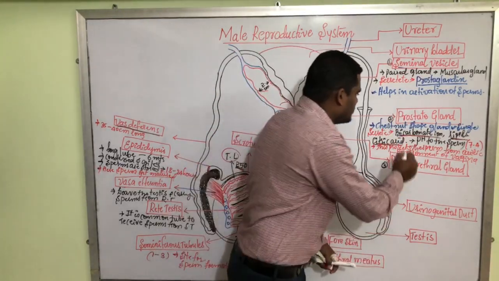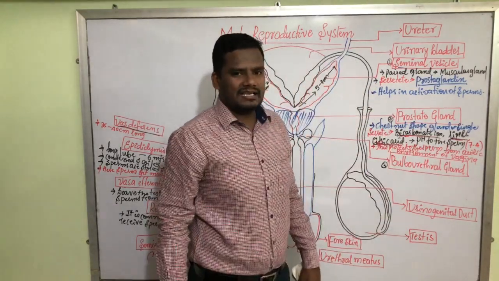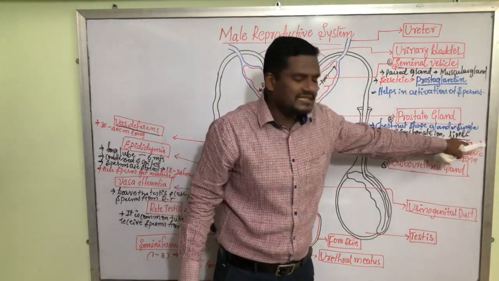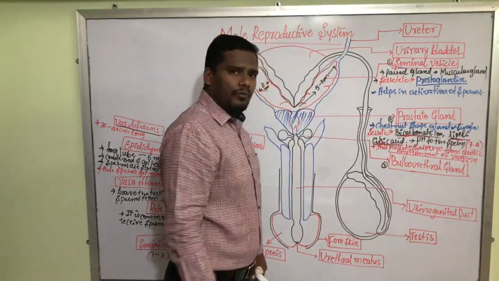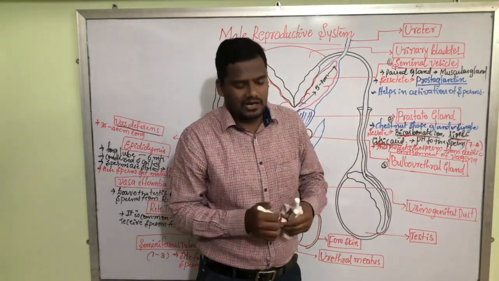The prostate gland secretes the bicarbonate ions, lipids, and the citric acid. These three things provide a proper pH to the sperm, that is 7.4.